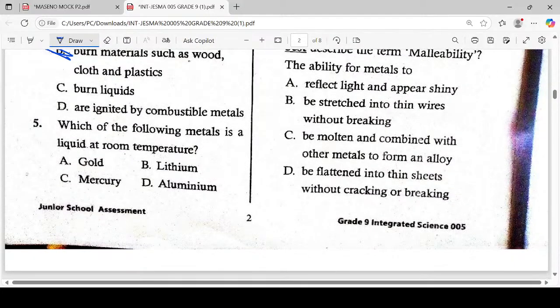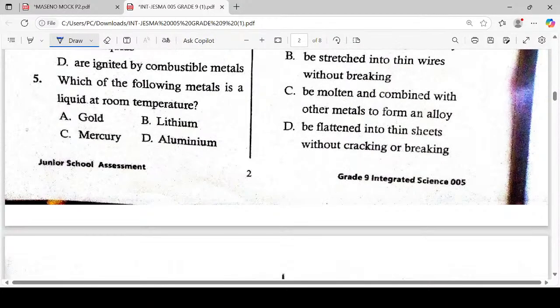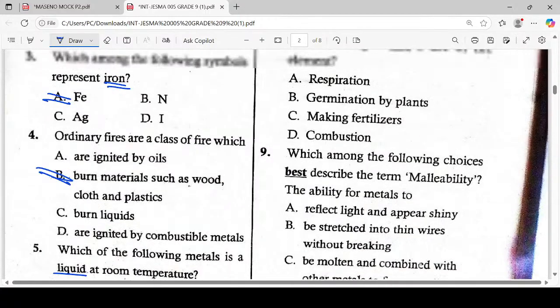Let's look at question number 5. Which of the following metals is a liquid at room temperature? Gold. No, gold is a solid. Lithium, aluminium, mercury. So the one that's liquid at room temperature is mercury. That is why we used to use it in the traditional thermometers. We had thermometers that had mercury as their thermometric liquid.